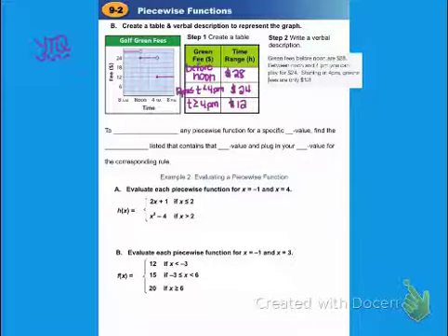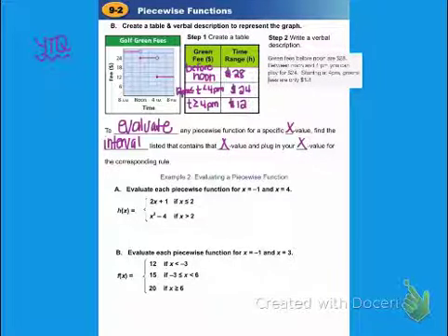So when we talk about evaluating a piecewise function, if we want to evaluate any piecewise function for a specific x value, we have to find the interval that's listed that contains that x value and plug your x value into the corresponding rule. So let's take a look at evaluating some piecewise functions.